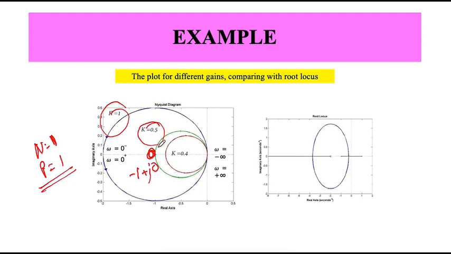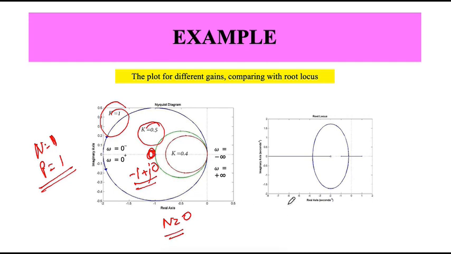What is the number of encirclements of -1 plus j0? If I take this direction, well, there is no encirclement of -1 plus j0, right? So n is equal to 0. Therefore the system is unstable. Okay, what is happening here?